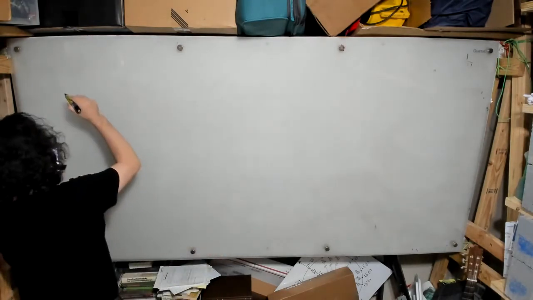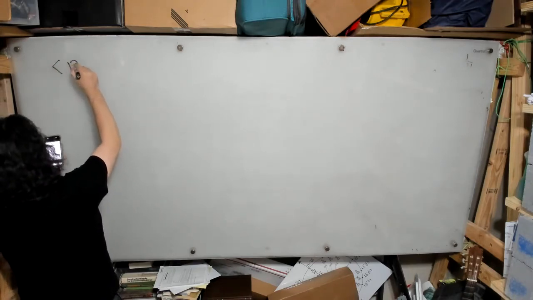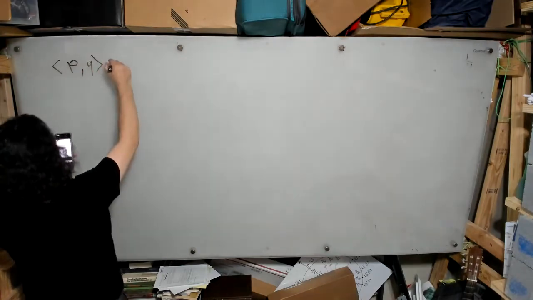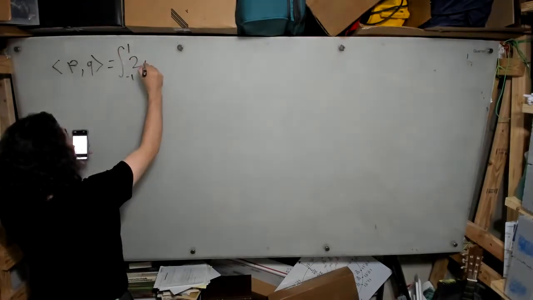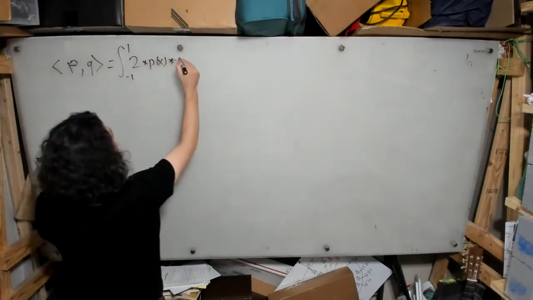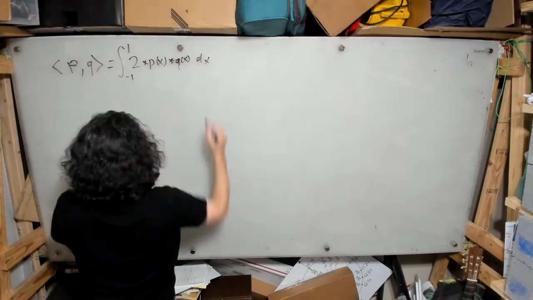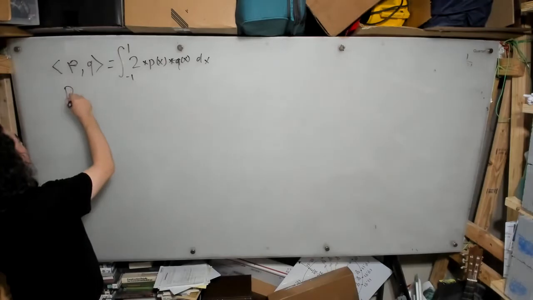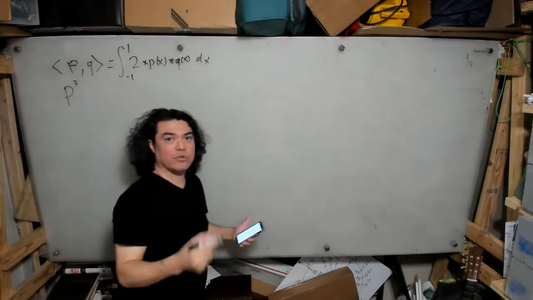So the first thing I want to do is show you how this inner product actually works on an example. The inner product is the integral of 2 times p of x times q of x dx. Our space is the polynomials of the third power, and of course, that's why we have the basis 1, x, x squared, x cubed.